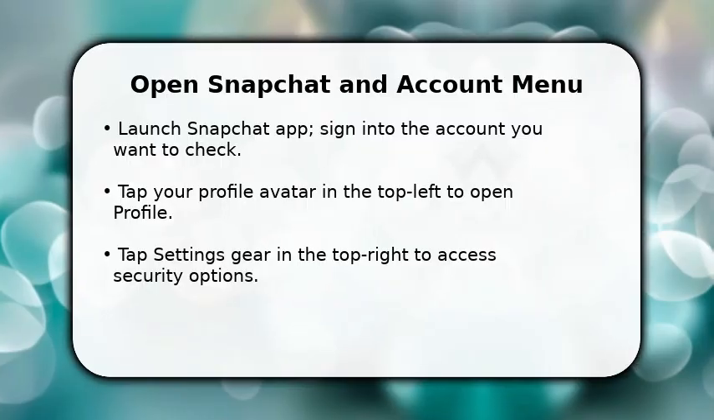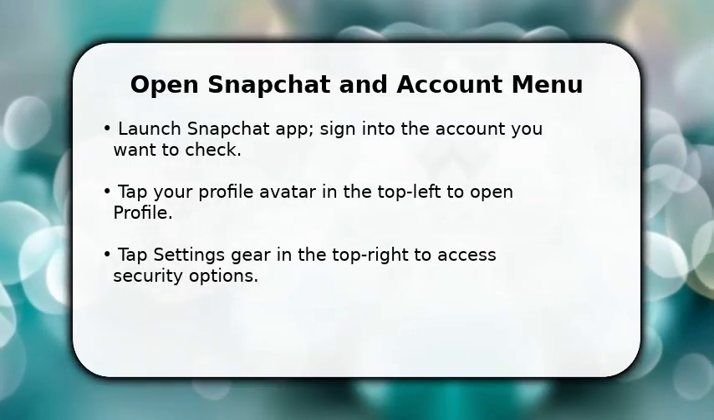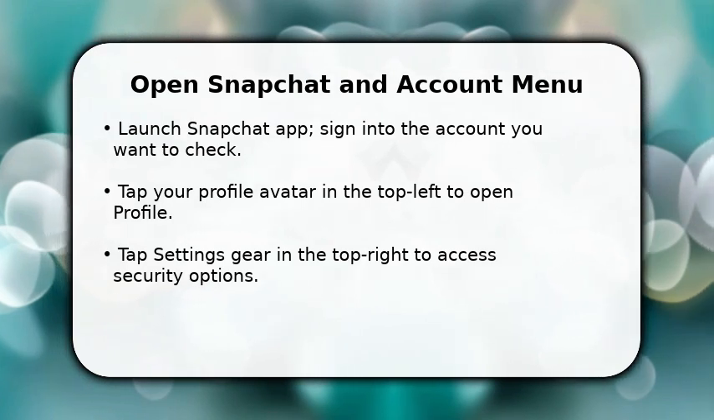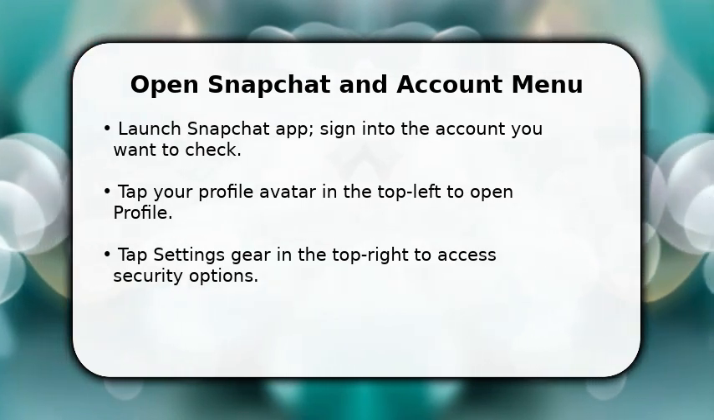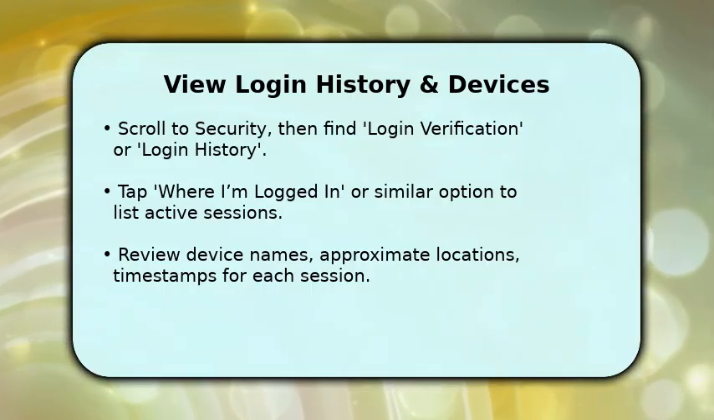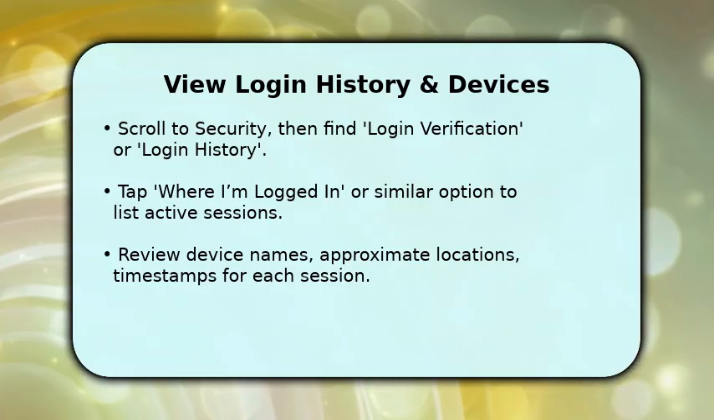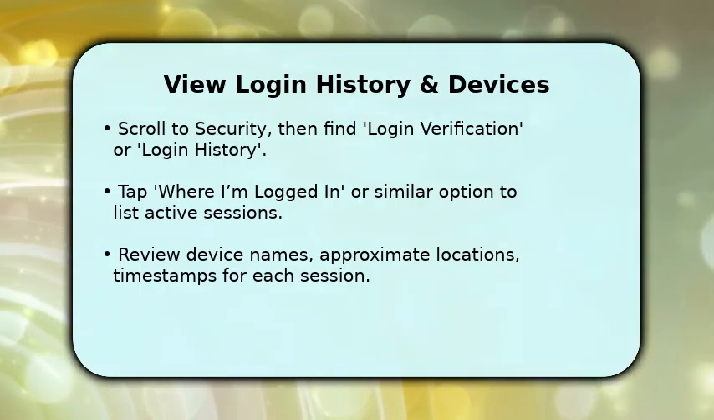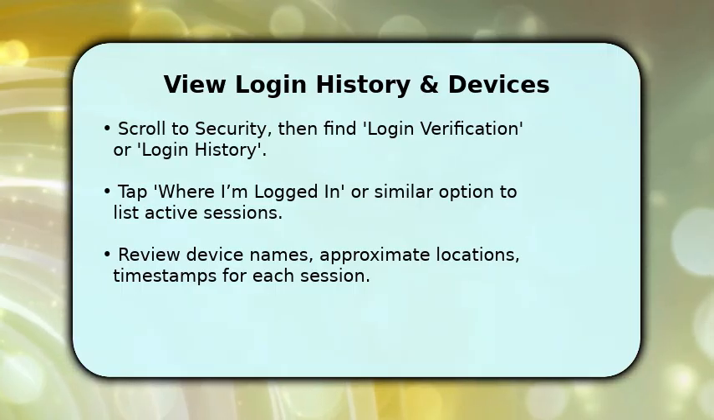Don't skip signing into the correct account because the data shown is account-specific. Once in Settings, scroll to Security and look for Login History, where I'm logged in or a similar label. Apps sometimes rename this, so check nearby security sections. Tap that option and Snapchat will list active sessions and recent logins with device types, approximate locations, and timestamps.